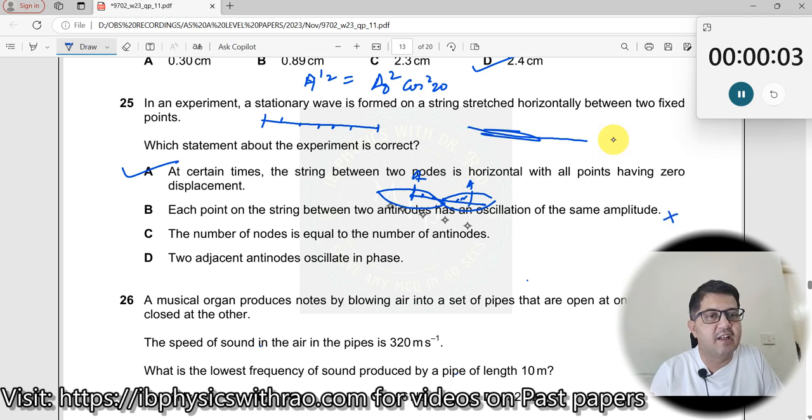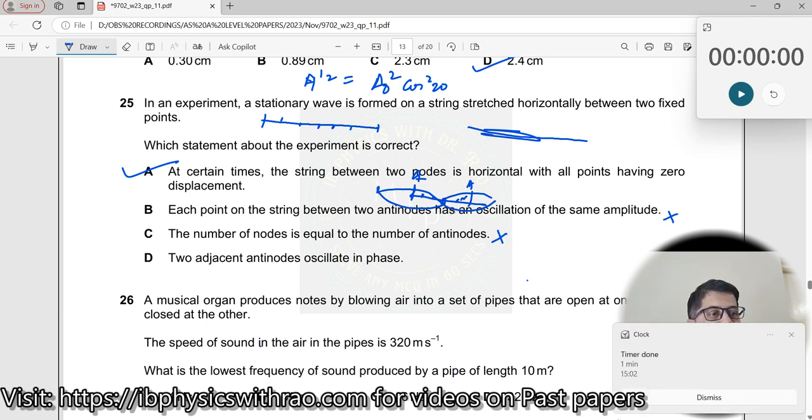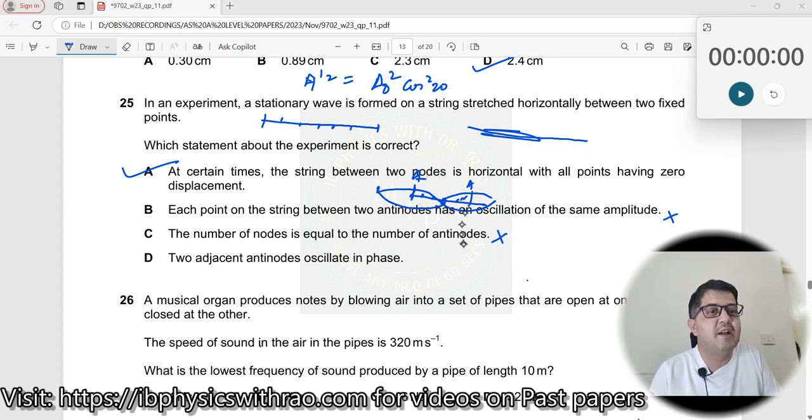This is incorrect. Number of nodes is equal to number of antinodes. Definitely no. For example, here you see 1, 2, 3 antinodes are there, but there are only two nodes. So this is wrong.